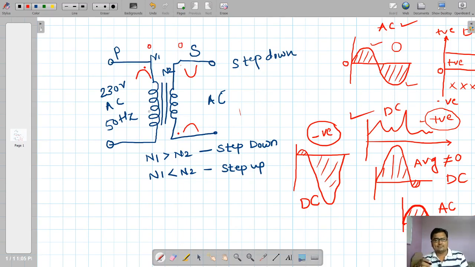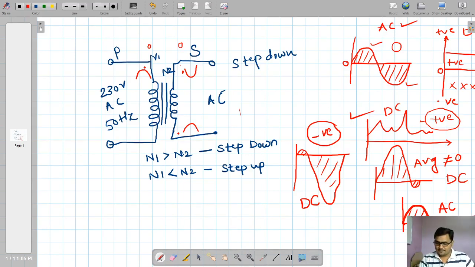So this is what the dot convention is. Dot follows the phase. That's the conclusion. If the dot is at the upper side, then the upper side is in phase with the primary. If the dot is at the lower side, then the lower side is in phase with the primary. That's what the dot convention in the transformer is.